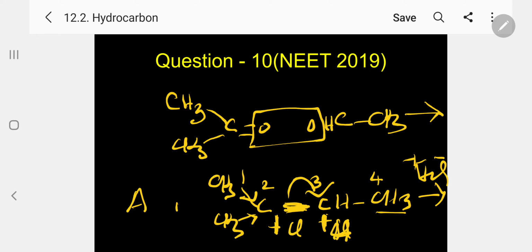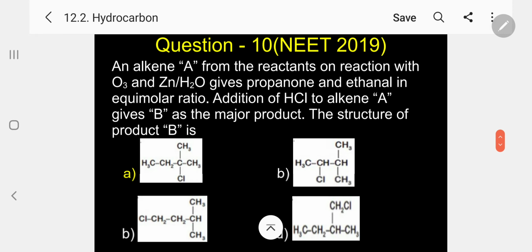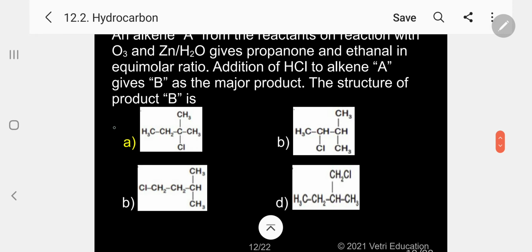2-chloro-2-methyl butane. This is the product form. Kindly follow the tricks. So now we have to go for the corresponding option given, and we have to find out where this option is. See here where it is. The answer is A. This is the compound.